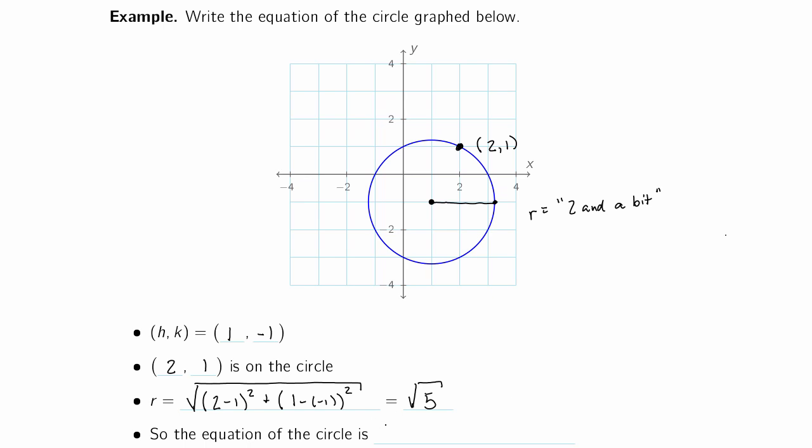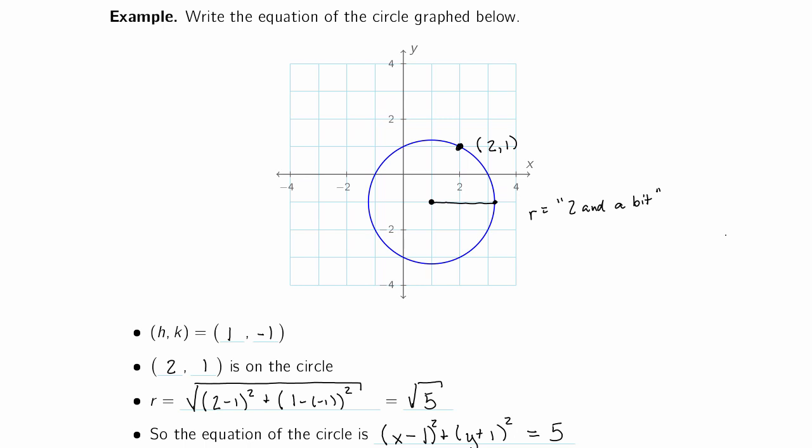The equation of my circle is going to be x minus, h is 1, so x minus 1, plus y minus -1 is y plus 1. Square both of those. And that equals the radius squared. The radius is the square root of 5, so that's going to be equal to 5. There we go. Equation of a circle based on the center and a point.